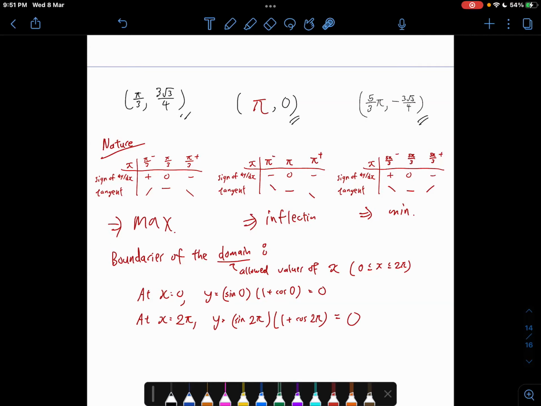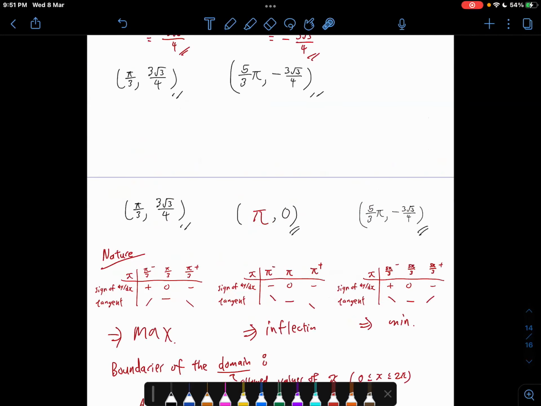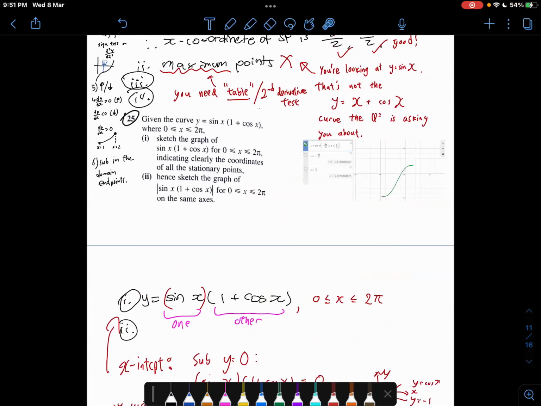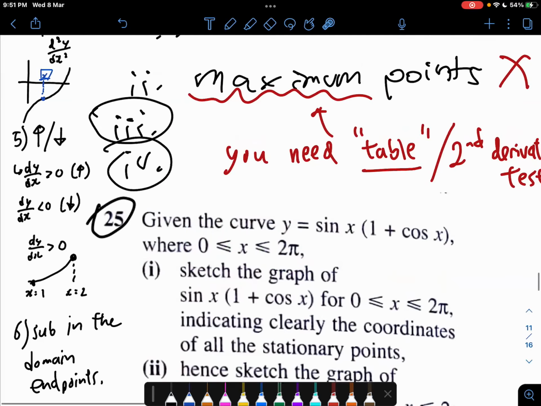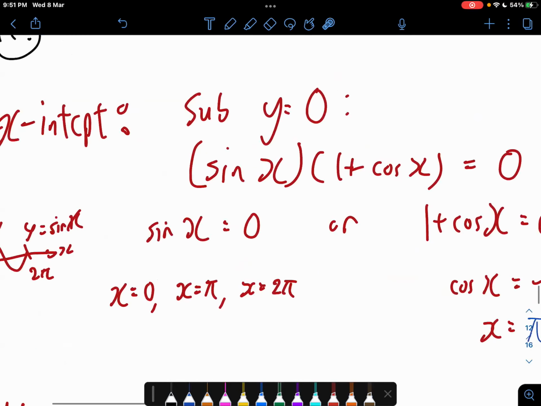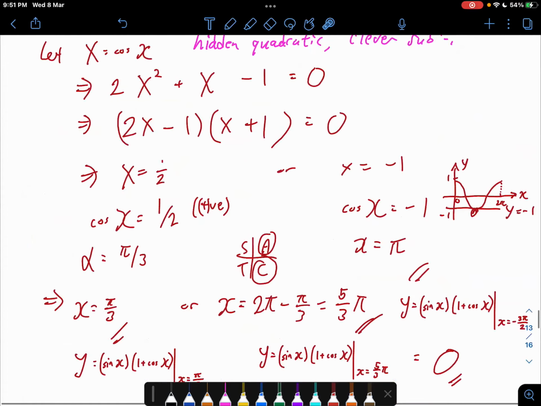Not enough. You still need to sub in the boundaries of the domain. In the question, they requested 0 less than or equal to x less than or equal to 2 pi. So those are your 2 boundaries. Sub x equal to 0, get a y. Sub x equal to 2 pi, get a y. That's exactly what I did. I get 0, 0 and 2 pi, 0.